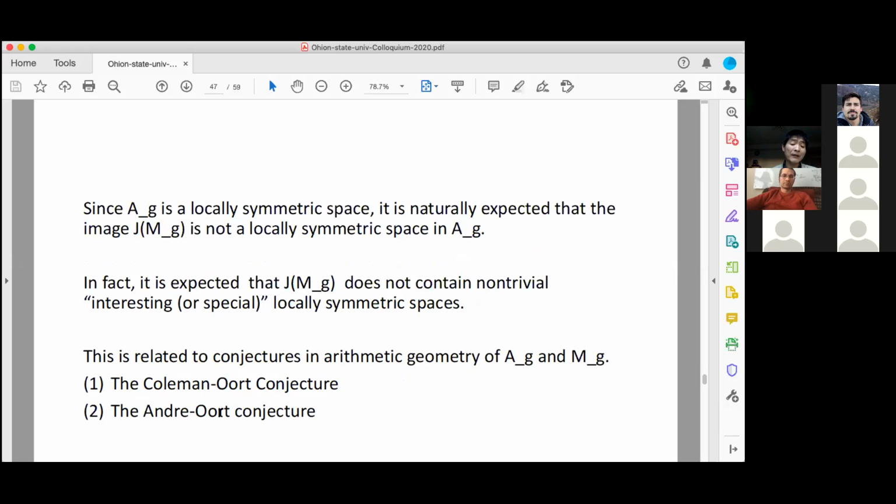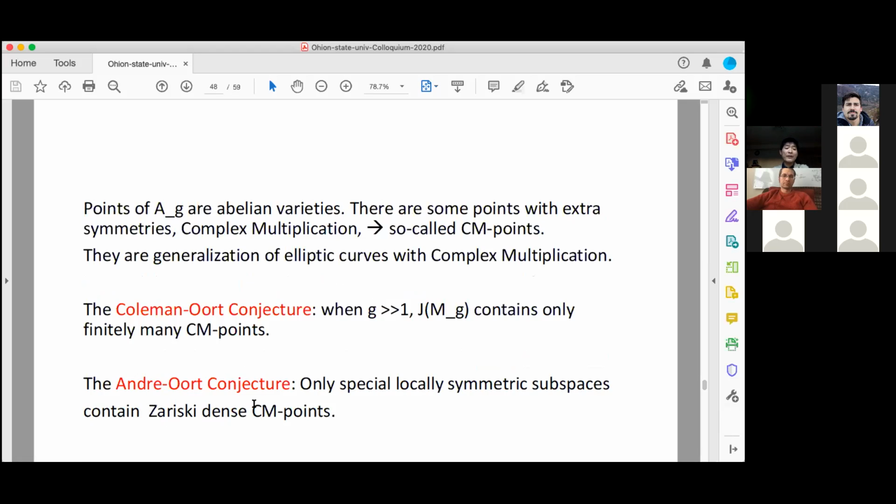Now, let me mention two quite well-known conjectures in arithmetic geometry related to AG and Mg. One is the Coleman-Oort conjecture, another is the André-Oort conjecture. Let me state them very briefly. Points of AG are abelian varieties. There are some special points which have extra symmetry, called complex multiplication. These are so-called CM points, complex multiplication points.